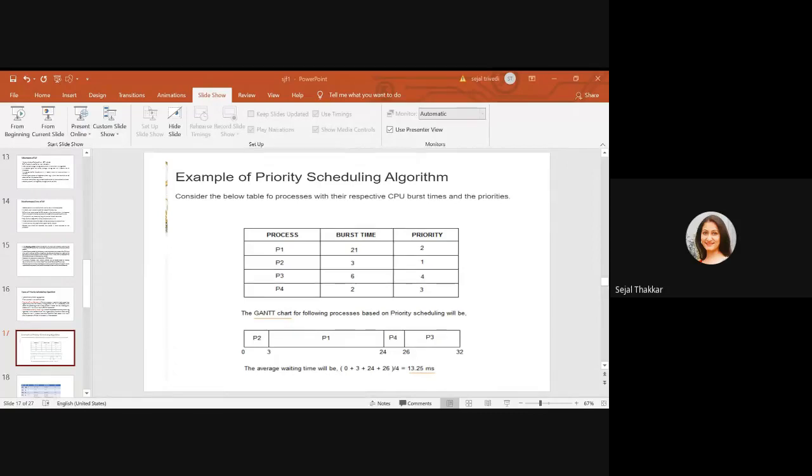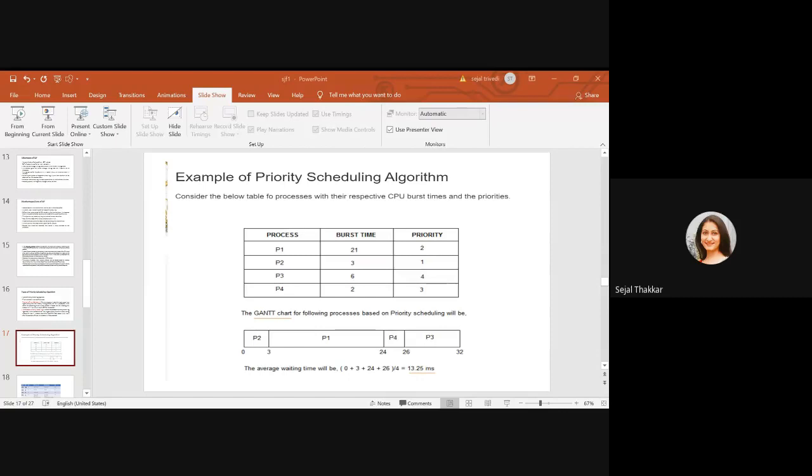So P1 will complete at 24. So P1 is also removed from the ready queue. Its execution completed. Now the next process with the higher priority is the P4 process, which has burst time 2 and it is non-preemptive. So at 24 where P1 completes, P4 will start and it is going to run for 2 units.